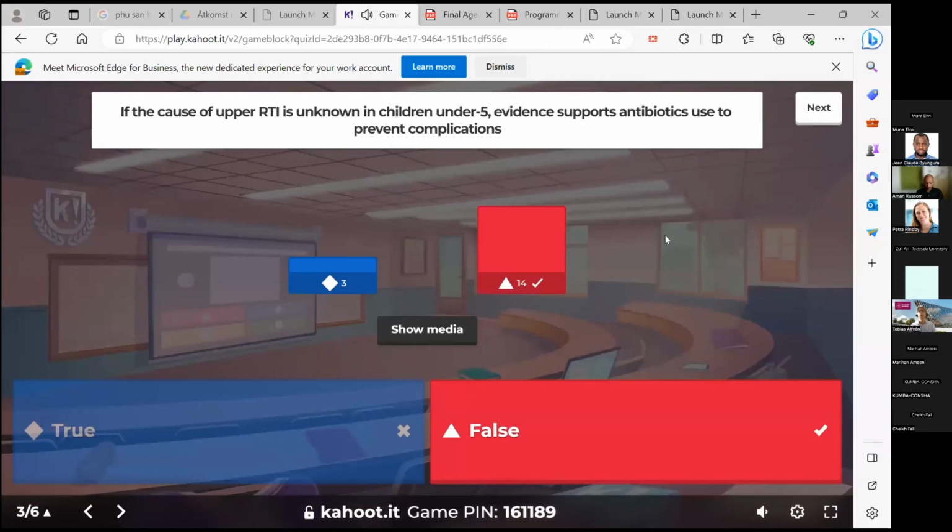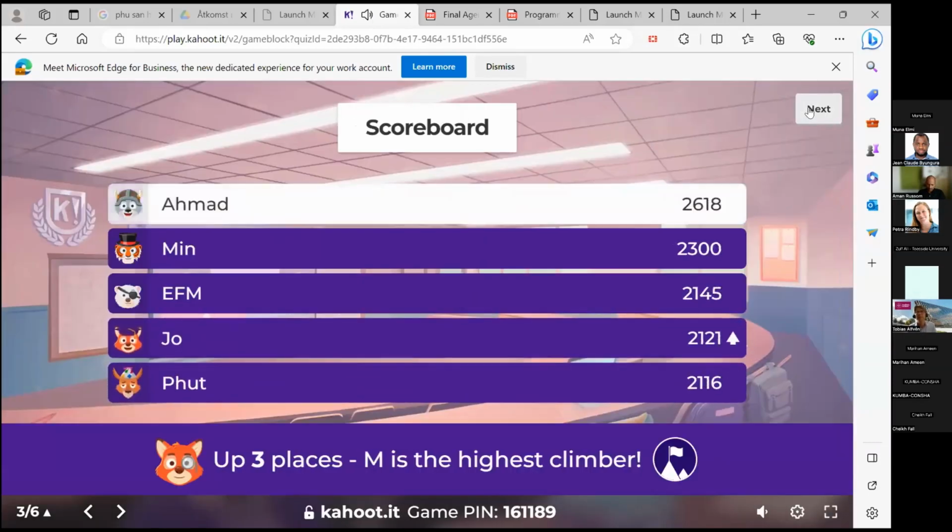Very good. It's false. For a common cold, antibiotics are never needed, and they should not be given all the time to prevent complications. If it's a lower respiratory tract infection, it's different depending on the setting, but here you don't need antibiotics. Sometimes you need to follow up. Well done. We continue.